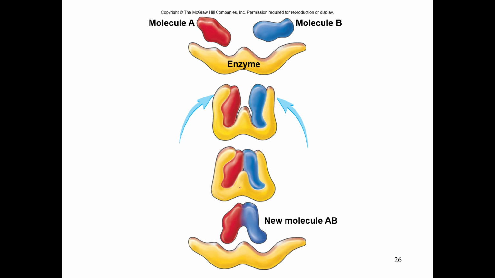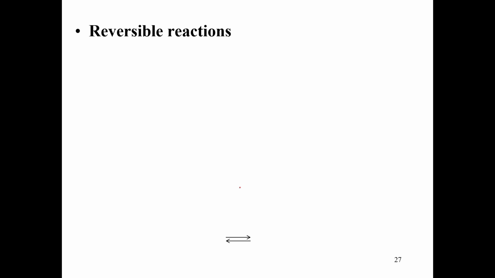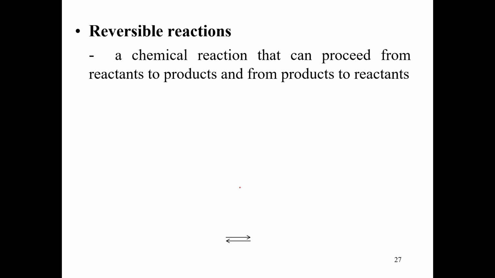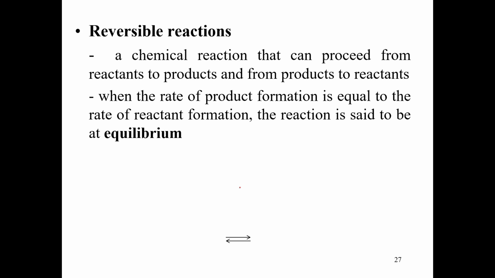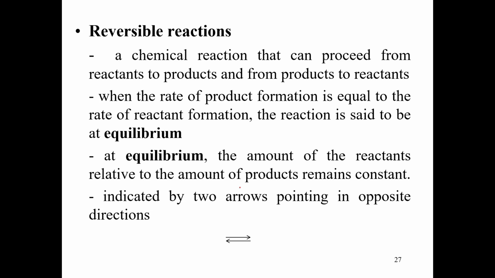Most of the time, these chemical reactions are made possible by enzymes in the body. So what is an enzyme? Later pala. An enzyme basically is a catalyst and it enables chemical reactions in the body. Reversible reactions are chemical reactions that can proceed from reactants to products, and from products to reactants. When the rate of product formation is equal to the rate of reactant formation, the reaction is said to be in equilibrium. At equilibrium, the amount of reactants relative to the amount of products remains constant, and it is indicated by two arrows pointing in opposite directions.